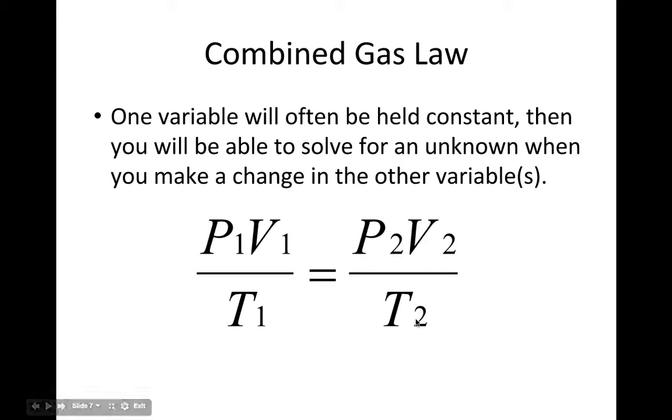Sometimes you will have problems where you're given all things that are changing in some way, and then you're asked to solve for one of them. For instance, T2 would be what we're solving for. We'd have P2, V2, P1, V1, and T1 all given to us. We would just have to rearrange the equation to get the correct answer.